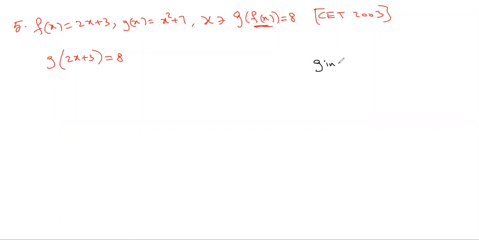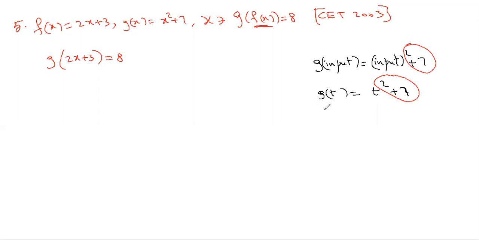G of input equals input square plus 7. I always suggest you to read the definition like that. So if you observe in all these, the square and plus 7 are not changing. The square and then plus 7. You write some g of x square and then plus 7. These are not changing. So if you follow that logic, then it will be simple.